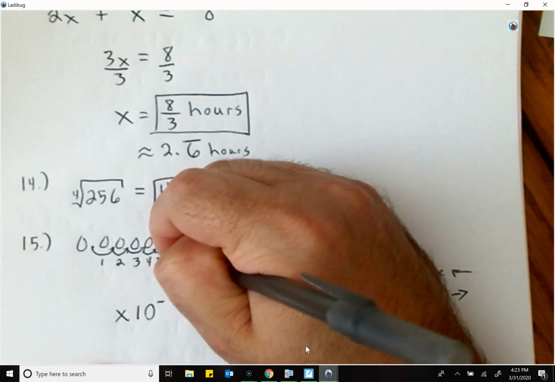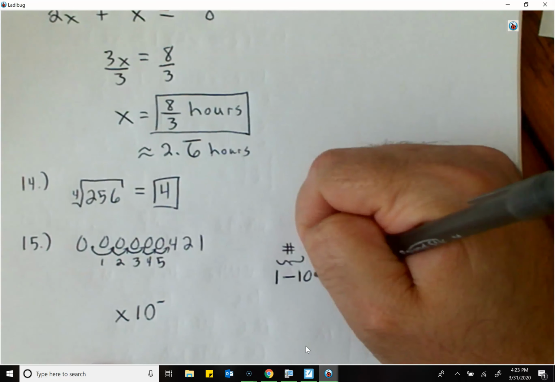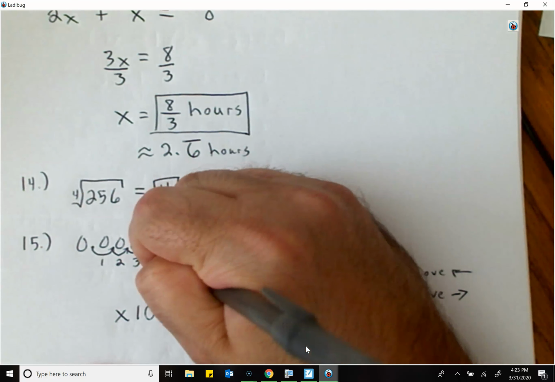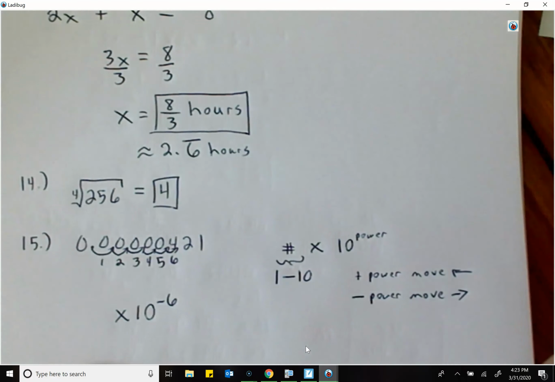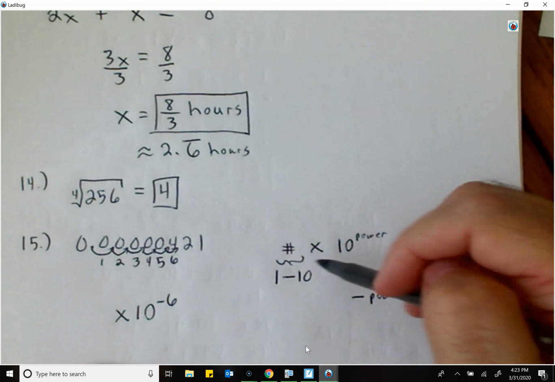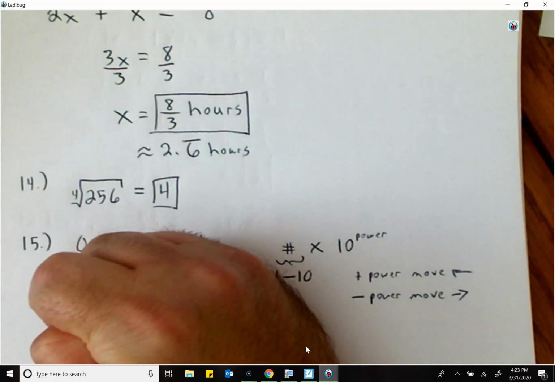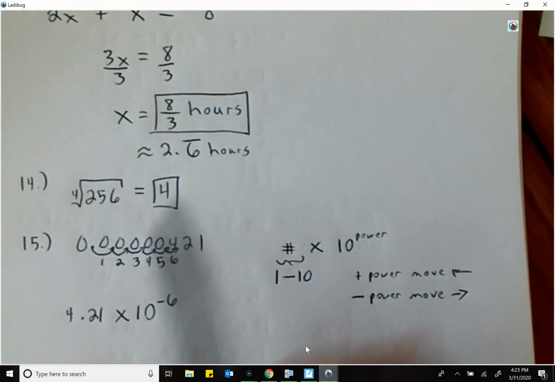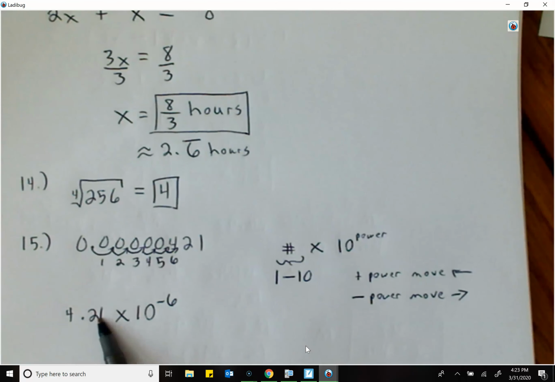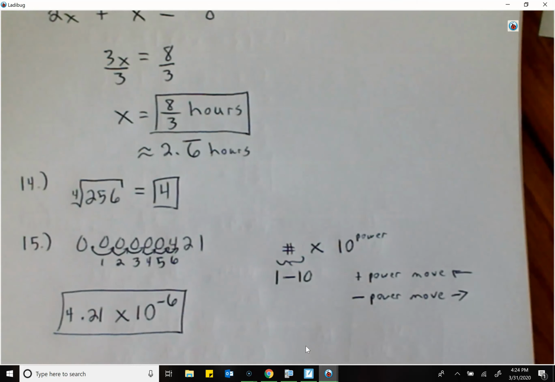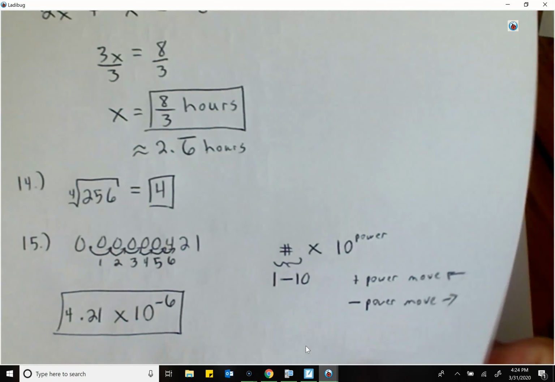So 0.421, is that between 1 and 10? Not yet. So how many times did we have to move? 6. And what is our number that's between 1 and 10? It's 4.21. That number is definitely between 1 and 10. And there is the scientific notation answer. Again, that's from 5.2.